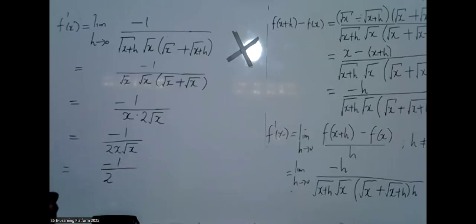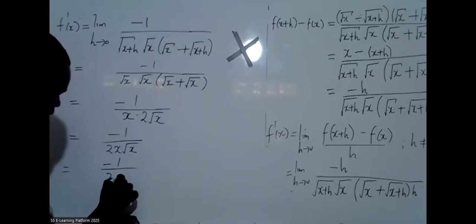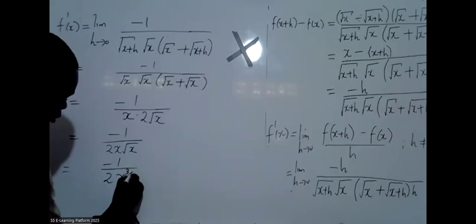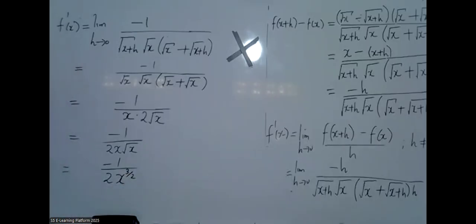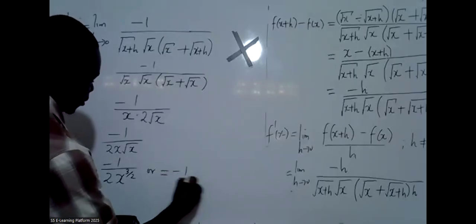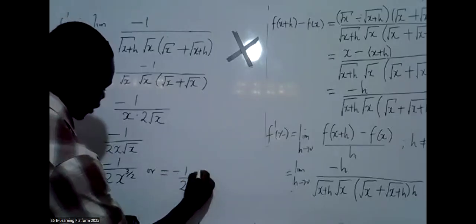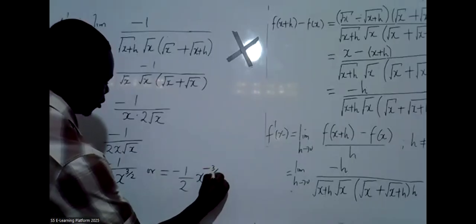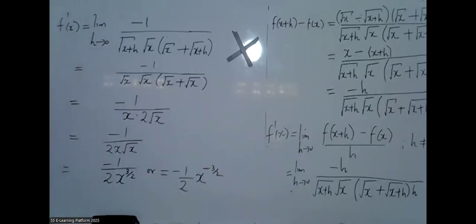We want them in fractional form, not in decimals. Please use fractions, not decimals. But thank you for your hard work. So we have negative 1 over 2x power 3 over 2. Another person will write it as negative 1 over 2 and then x power negative 3 over 2. Those are all correct results.